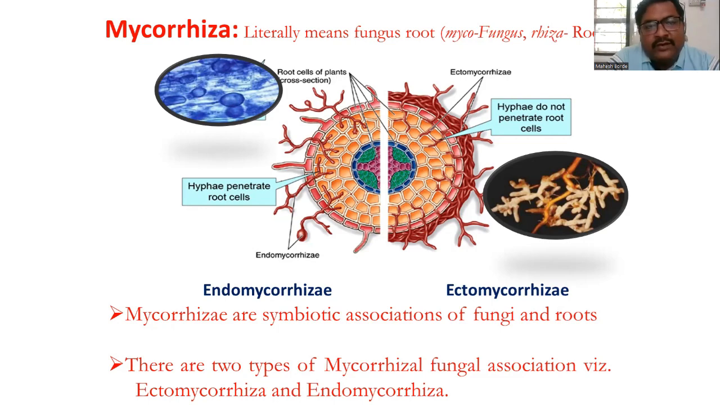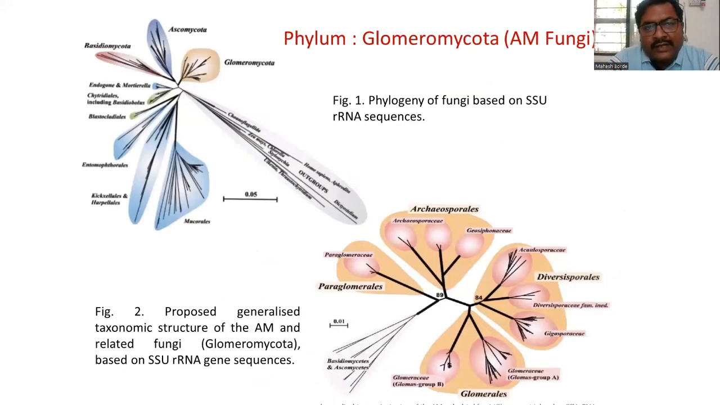So today I will be talking about one type of endomycorrhiza, that is arbuscular mycorrhizal fungi. About 90% of the plants on earth show this type of association. And this endomycorrhiza belongs to Glomeromycota.